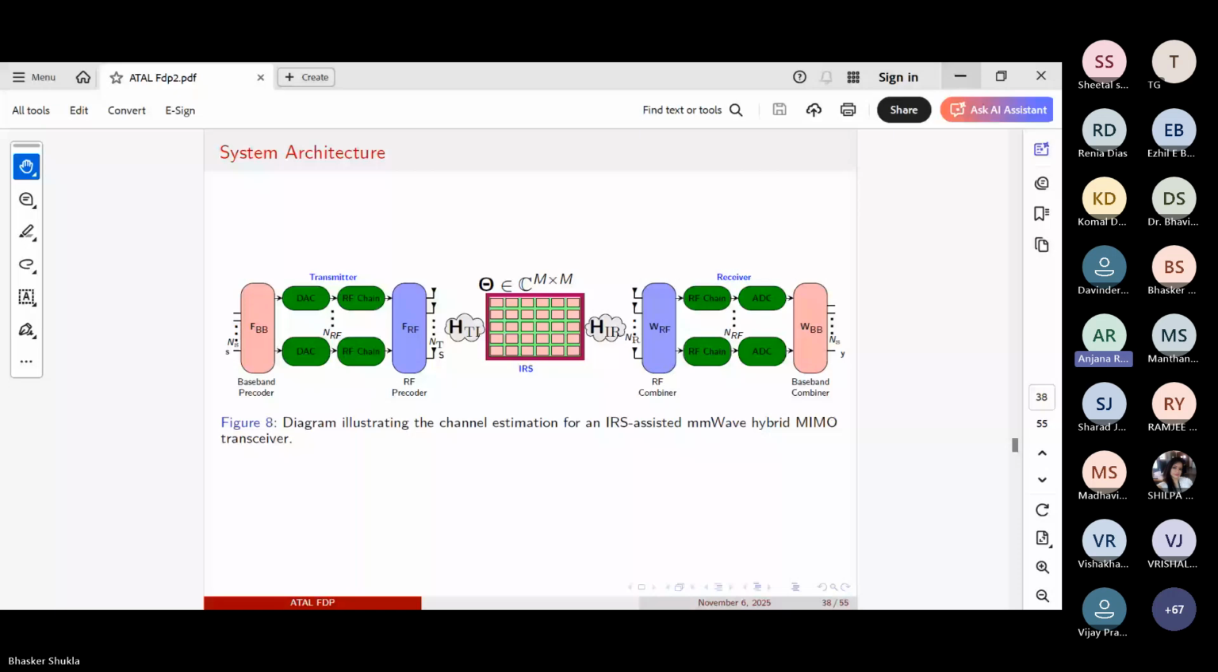Okay, thank you, sir. The next question. Could you please explain how the L1 norm penalty helps in enforcing sparsity in adaptive filter coefficients?